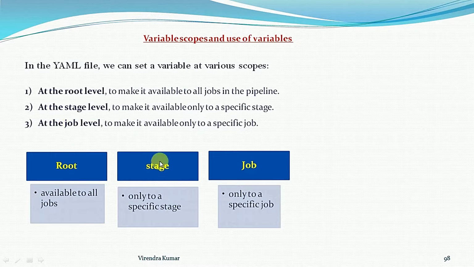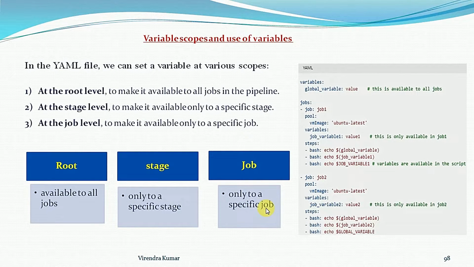Second is the stage level. When we define a stage, and in the stage we define variables, then the variable scope will be specific to that particular stage. We will see this in the example. And under the stages we have the jobs, and if we define variables in the jobs, then the variable scope will be only for the specific job.